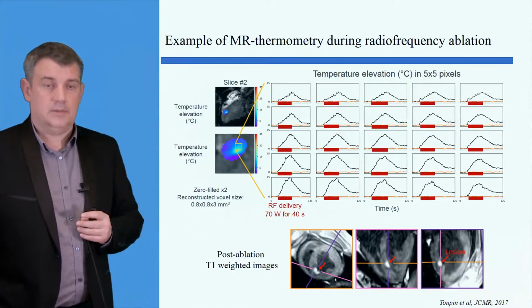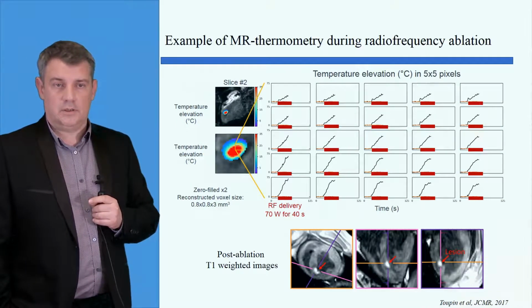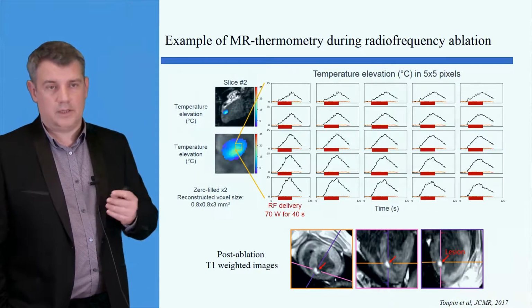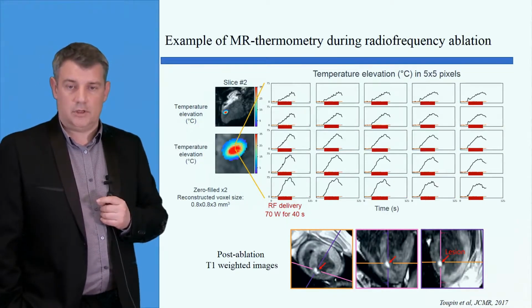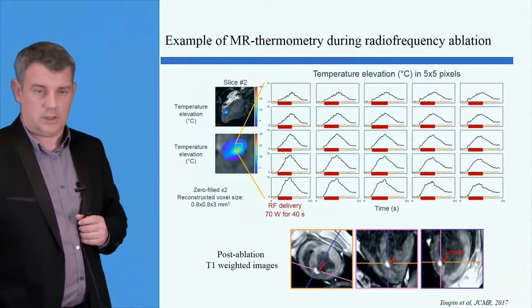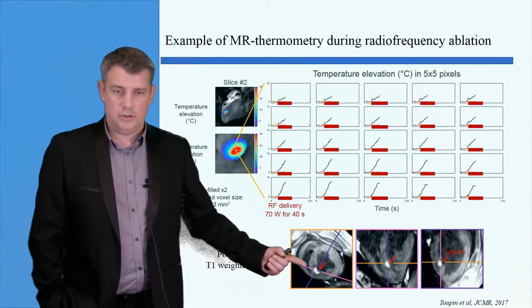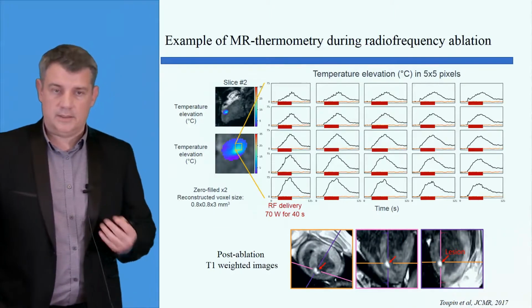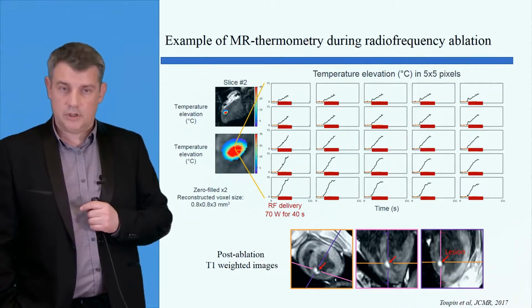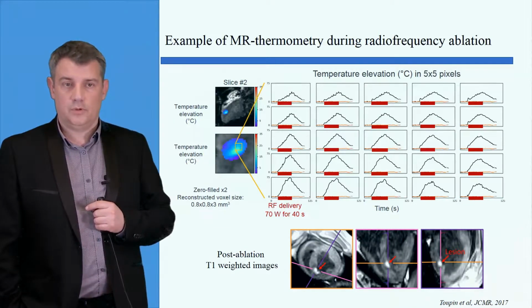Of course, again, as I mentioned before in the clinical data I showed, you can also use post-ablation imaging. Here it's a T1 weighted imaging where you can clearly see the lesion you have created. This is in 3D, and you can correlate this information with the thermal dose images that you can compute from your temperature maps.